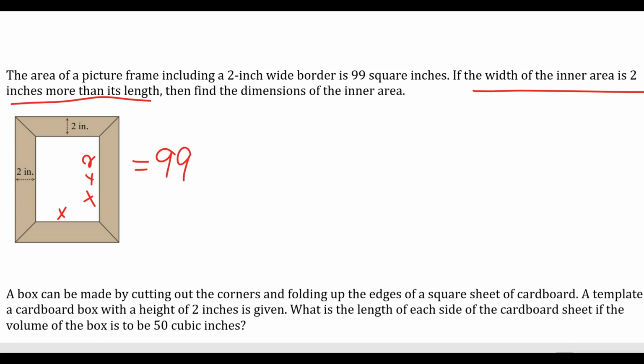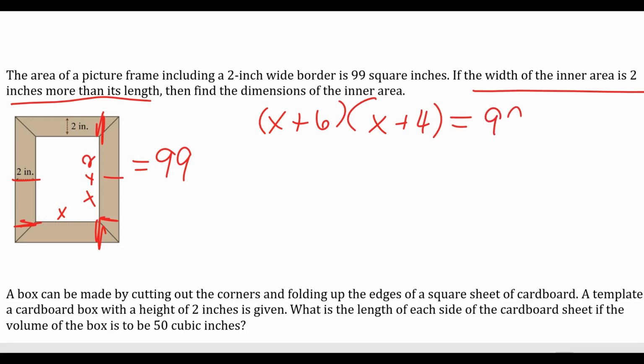Well, we know this is x plus 2, and we should know by now that we have another 2 to add on here, another 2 to add on there. So we're really saying x plus 2 plus 4, which is going to give me x plus 6. And then we know that this is 2, and then this is 2. So we are extending this here and extending this here. So we're really saying x plus 4. And that's going to give me 99. All right? And then you solve this.